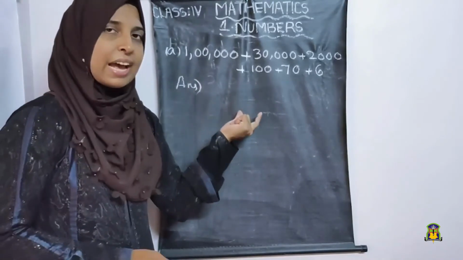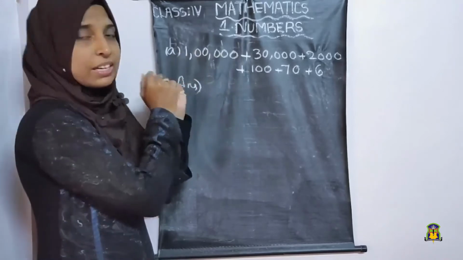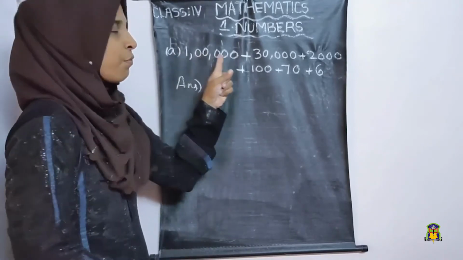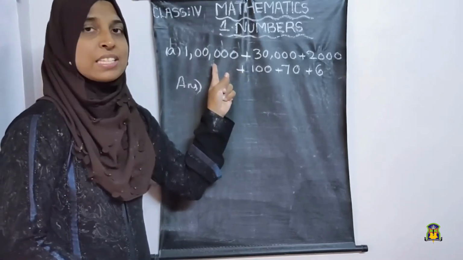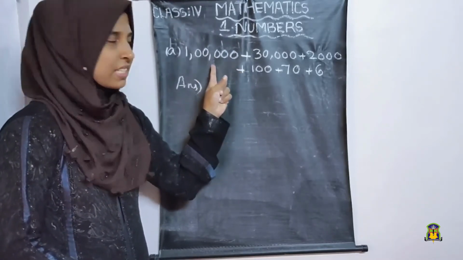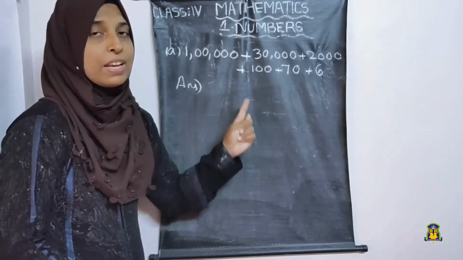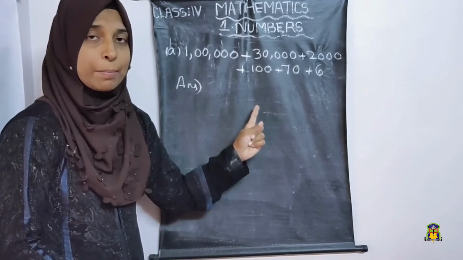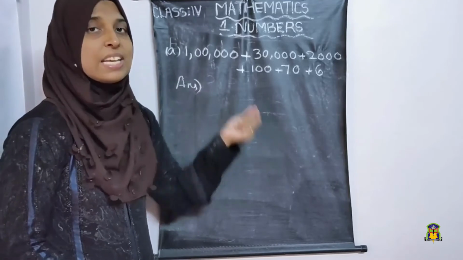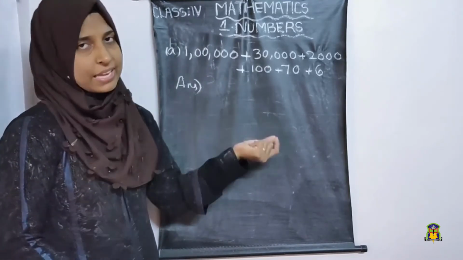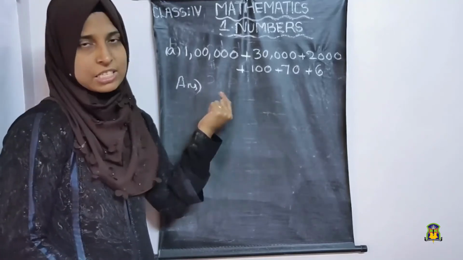So for that, first check the biggest number. Which is the greatest number here? It is 1 lakh. 1 lakh means it is a 6-digit number. That means, children, in the short form the number will be a 6-digit number, so it will have 6 places. First we write the 6 places from the right side.